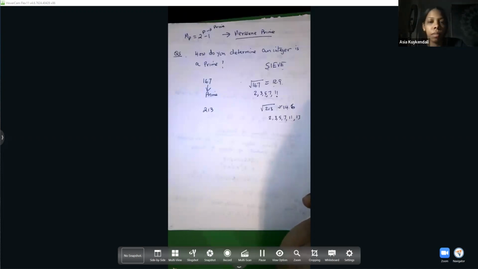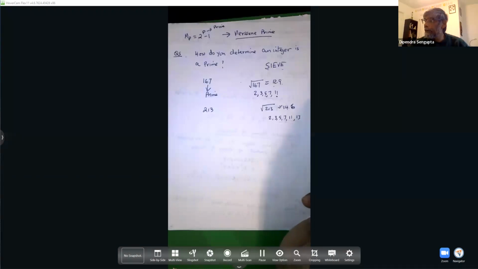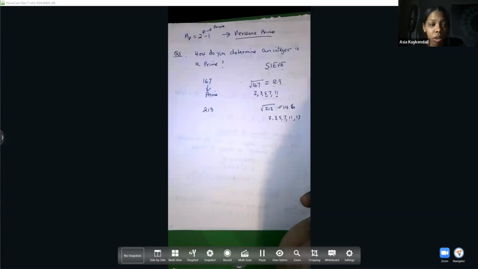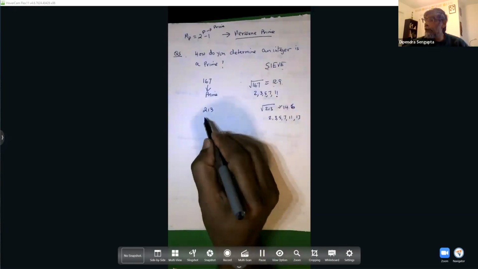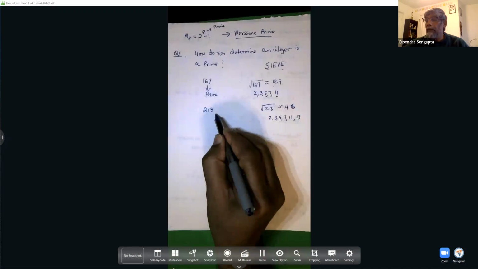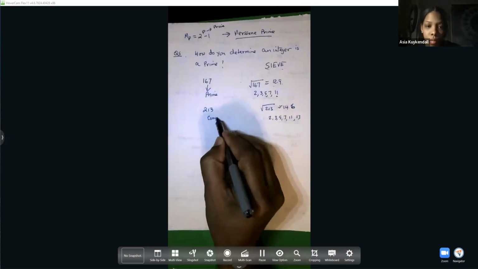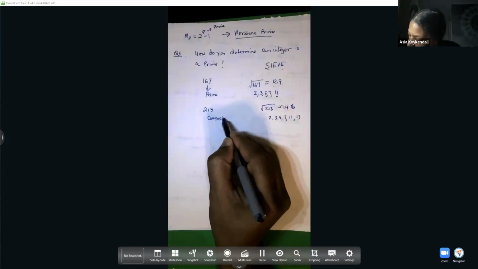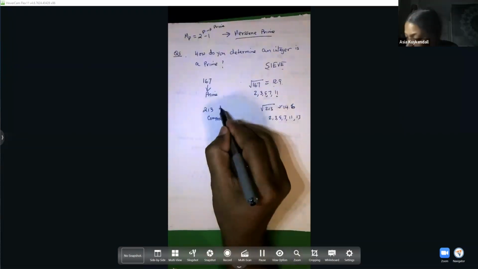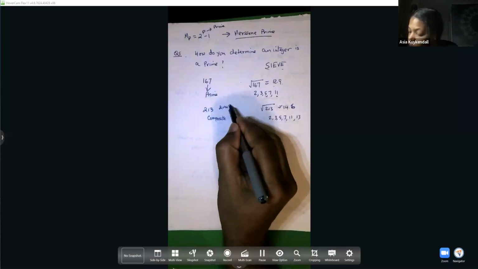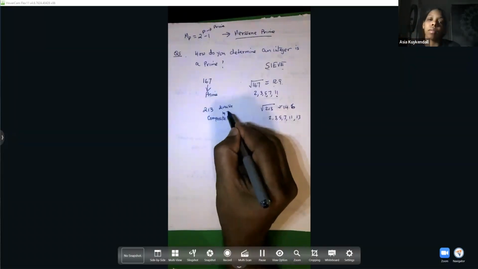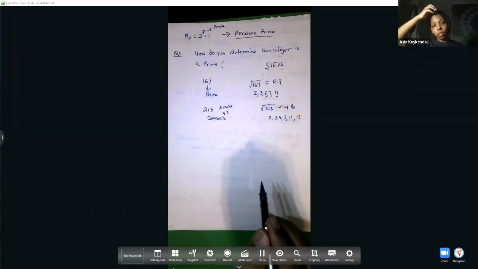It's not a prime because it can be divided by 3. 71 times 3 is 213. So it's divisible by 3, so it's not a prime. So if it's not prime, what do I write? It's composite. Make sense?